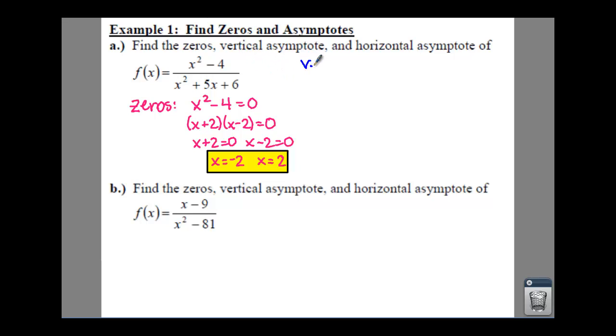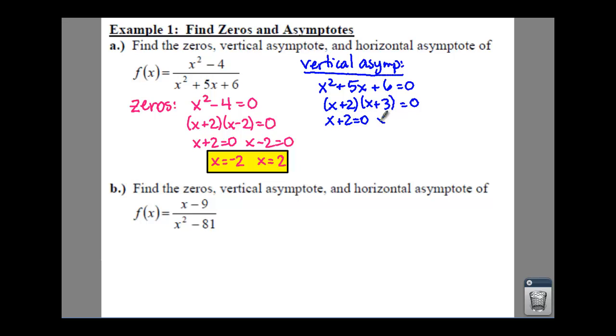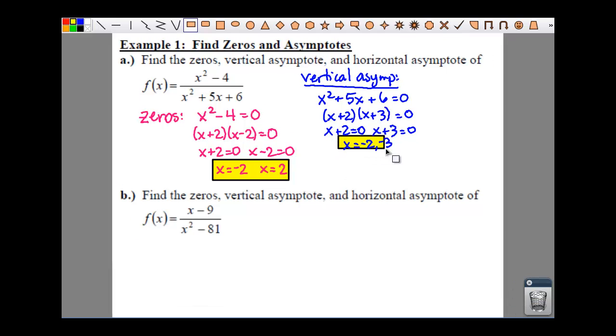Now your vertical asymptote, that is where you just take your denominator and set that equal to 0. So for your vertical asymptote, you're going to say x squared plus 5x plus 6, that's going to be equal to 0. And we're going to factor this. This becomes x plus 2, x plus 3. So it looks like we're going to have two different vertical asymptotes. So you set each of these equal to 0, you're going to end up with a -2 and a -3. So there are your vertical asymptotes.